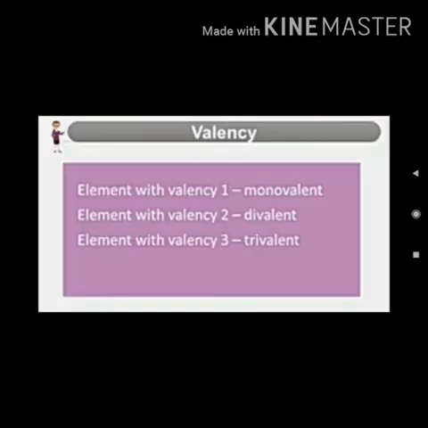Okay, now elements with valency 1 are called monovalent, elements with valency 2 are called divalent, elements with valency 3 are called trivalent, and elements with valency 4 are called tetravalent. Monovalent are sodium, potassium, ammonium, right? And divalent: calcium, magnesium, sulfate. Trivalent are aluminum, chromium, and tetravalent are phosphate and carbon.